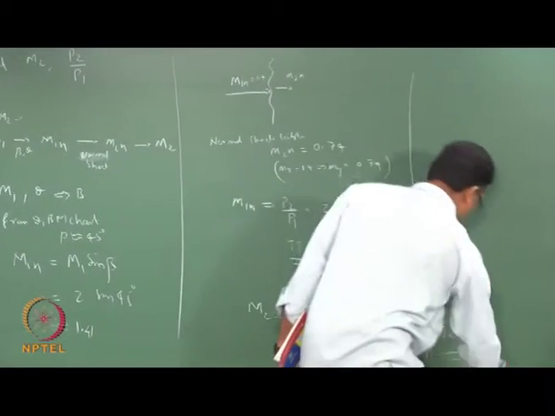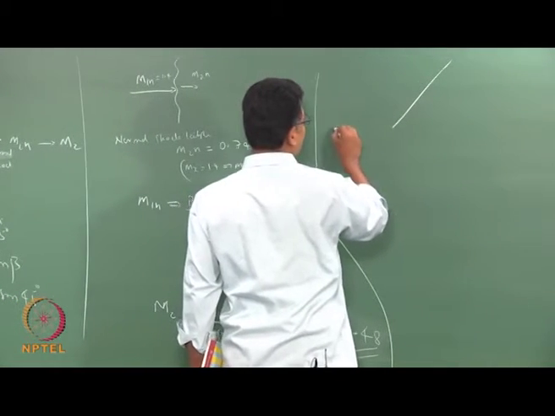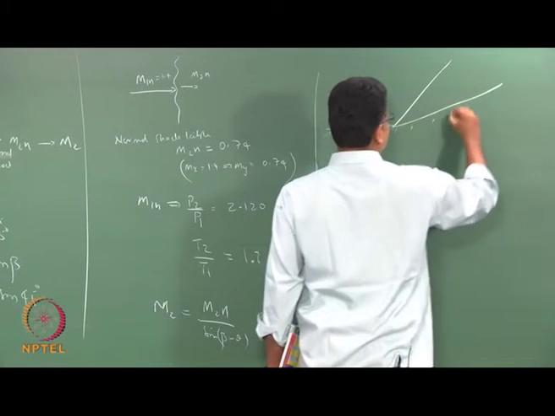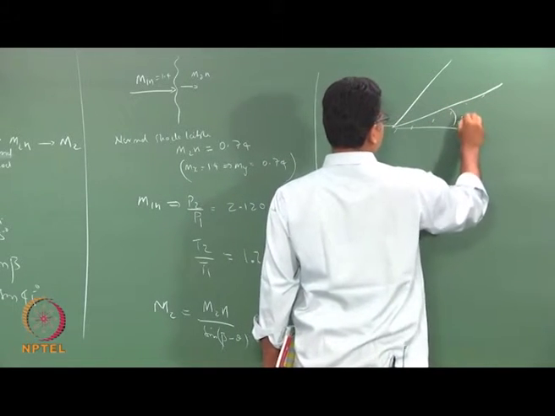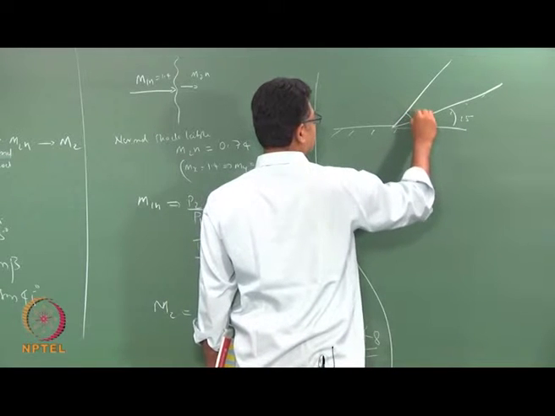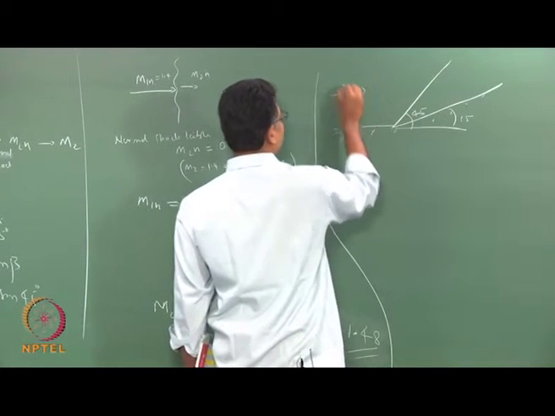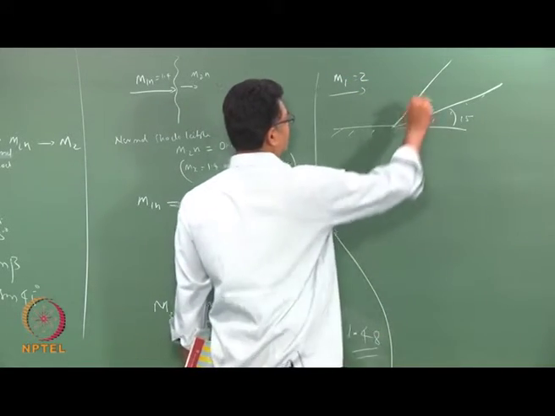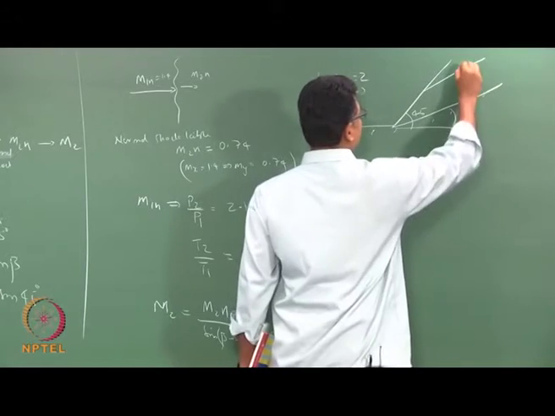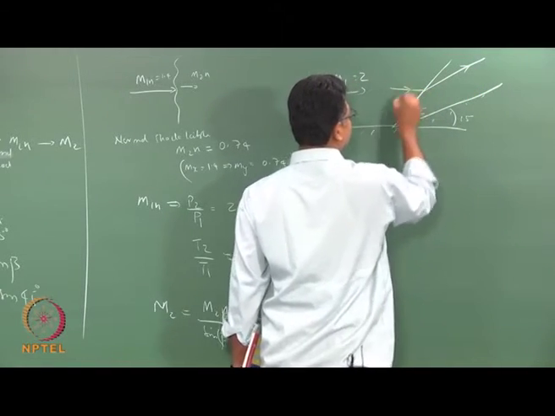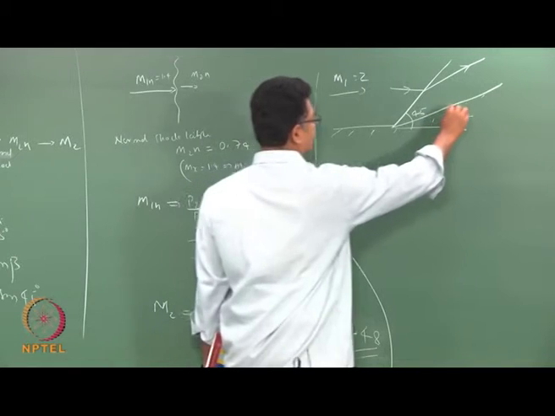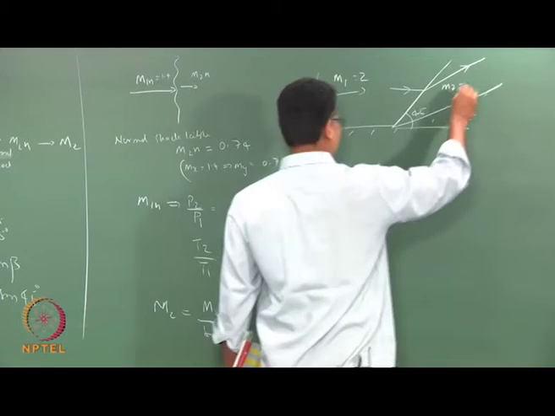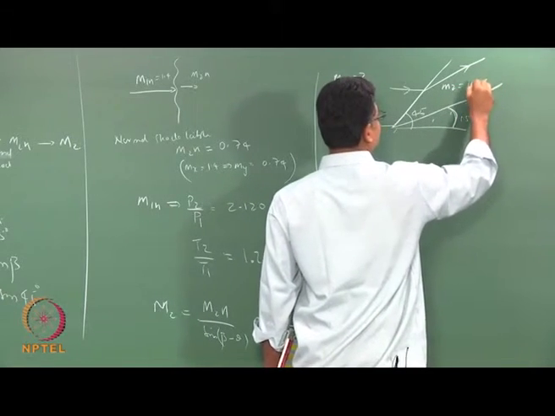So, what we have done here is, I have this shock, this angle is 15 degrees, this angle is found to be 45 for a Mach number of 2, and the velocity or streamlines are deflected by 15 degrees. The M2 here we have found to be 1.48.